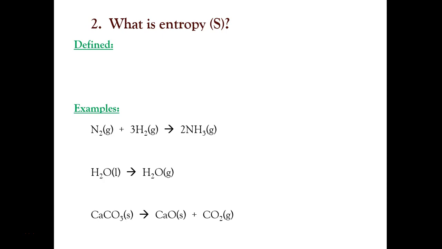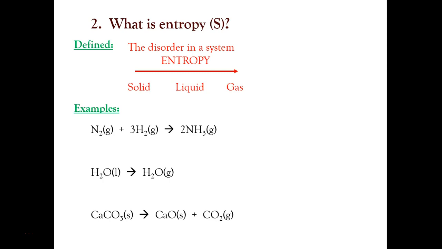Okay, so now we need to talk about entropy, which we abbreviate with the letter S. So entropy is just a measure of disorder in a system. So as we go from solid to liquid to gas, the entropy increases in a system. So that's one kind of clue when we look at an equation to figure out if entropy is increasing or decreasing. Okay, so let's look at these examples.